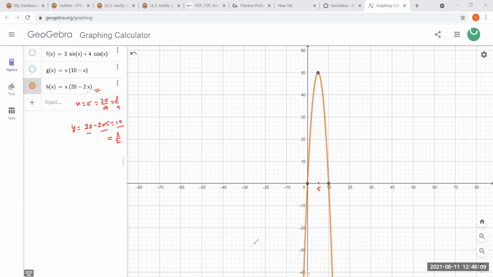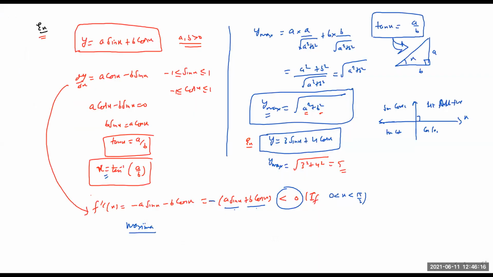All right, so we'll go back to our actual board. Whenever you are solving a question of maxima and minima, and you want to verify your answer, you can plot the graph and see the maxima and minima in the graph. That's pretty easy to decide whether your answer is correct or wrong.